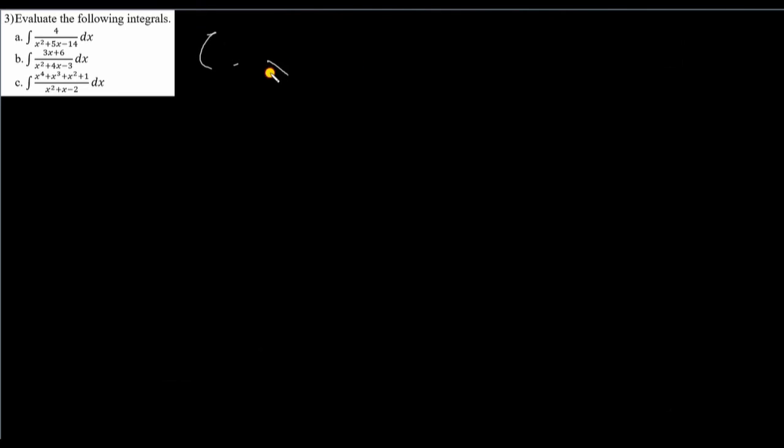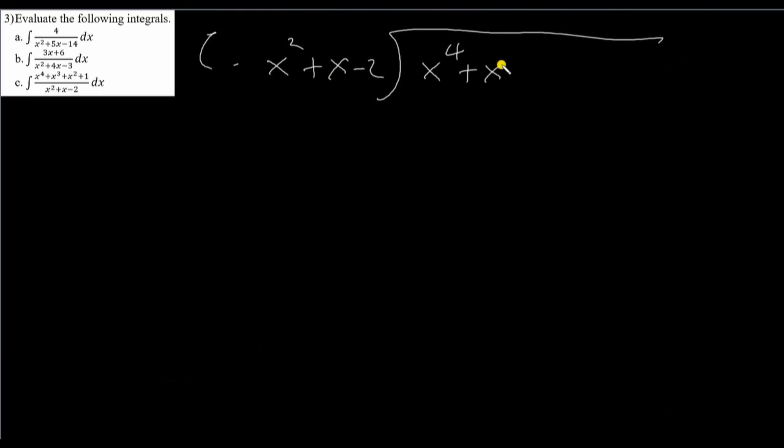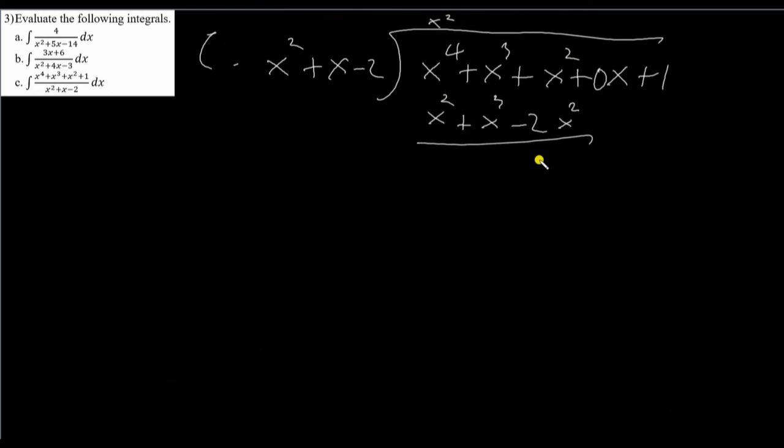So let's do that. We're going to have x squared plus x minus 2 divided into x to the fourth plus x cubed plus x squared plus 0x plus 1. Don't forget the 0x. So x goes in x squared times: x to the fourth plus x cubed minus 2x squared. And then 3x squared. This goes in 3 times: 3x squared plus 3x minus 6. It's going to be negative 3x and then plus 7.